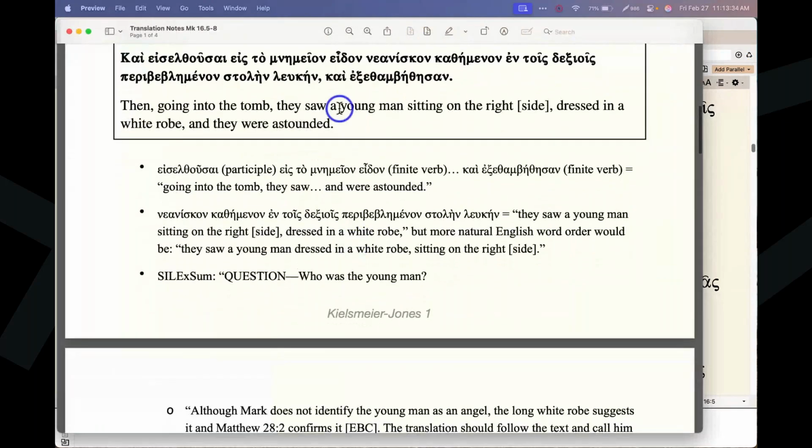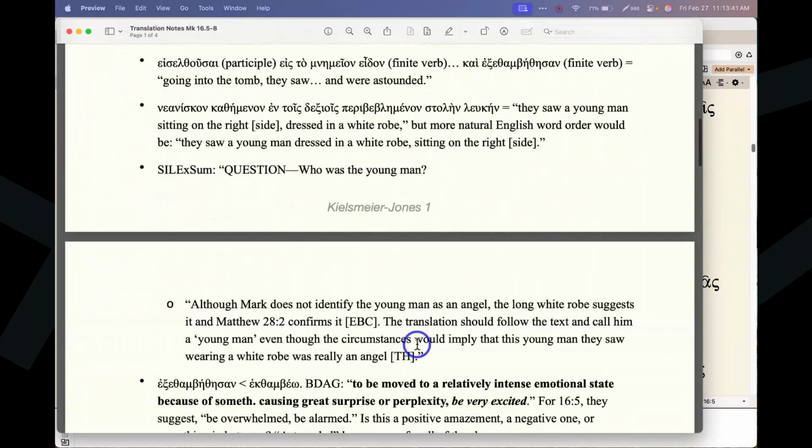And again, I would not bring this out in translation because Mark doesn't, but for meaning, it's important to know. And this is just a very short summary. This is from the SIL, Summer Institute of Linguistics Exegetical Summary series that we've got in Accordance. It gives a kind of catalog summarizing of commentaries and translations. And it's actually fairly straightforward here. It just notes, citing a couple sources, that Mark does not identify the young man as an angel, but the long white robe suggests it. And Matthew 28:2 confirms it.